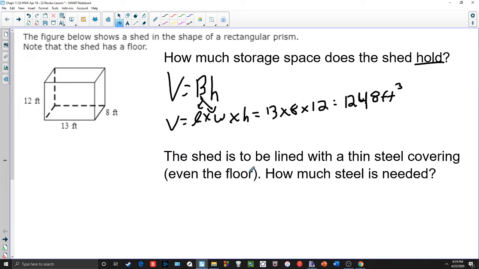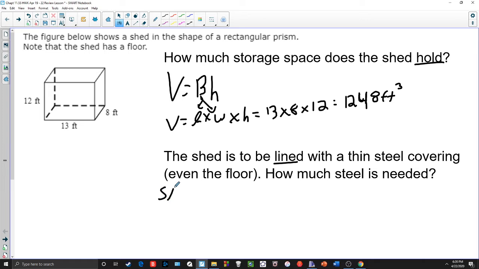In this case here, it says the shed is to be lined with a thin steel covering, even the floor. How much steel is needed? So we're going to cover all the exterior or interior, it doesn't say, but we'll say one or the other. We're going to cover all the sides of the object with a thin steel covering. Well, that's a surface area question, because you're talking about covering a space or covering an area. So we're going to do the surface area formula, which doesn't really have a formula.